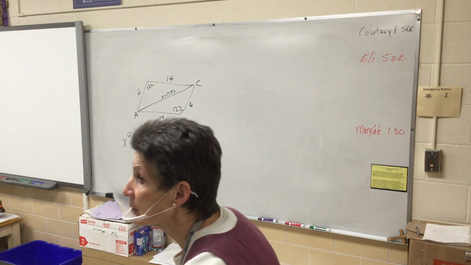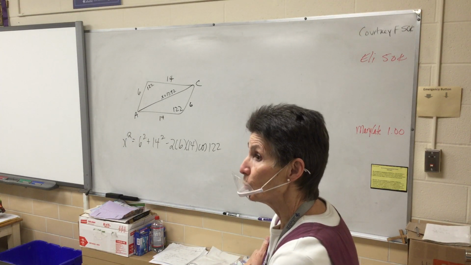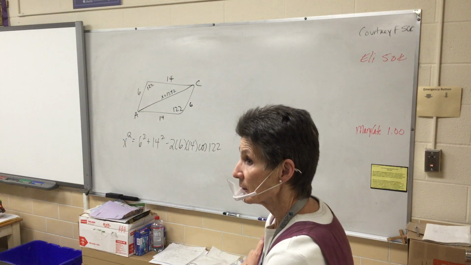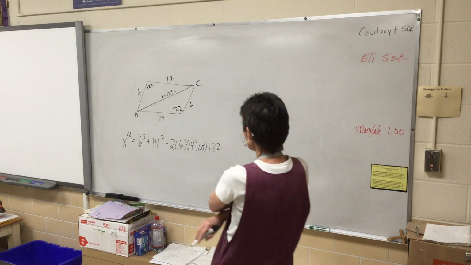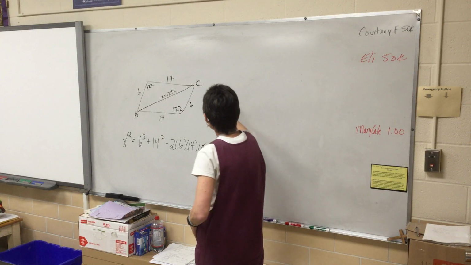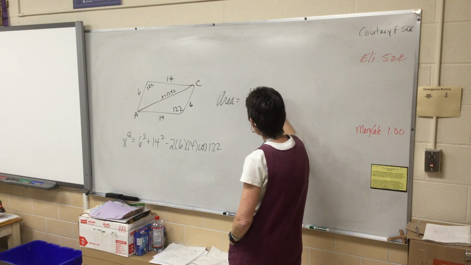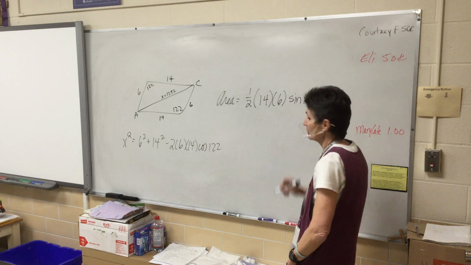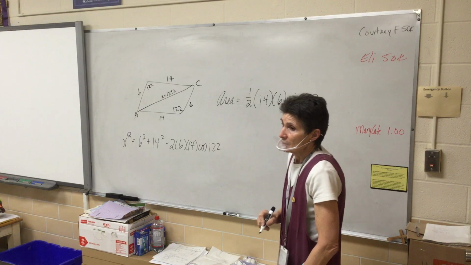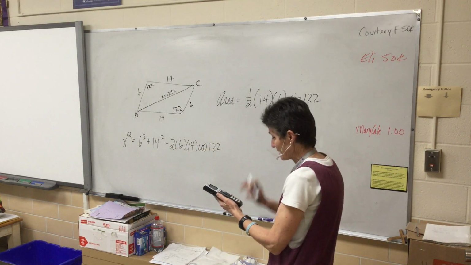So what? The sine of 122, what else? Okay, let's stay real focused here. The area of a triangle is 1/2 side times sine of included angle. And then we just type it in. There's no work, really. I mean, that's it.